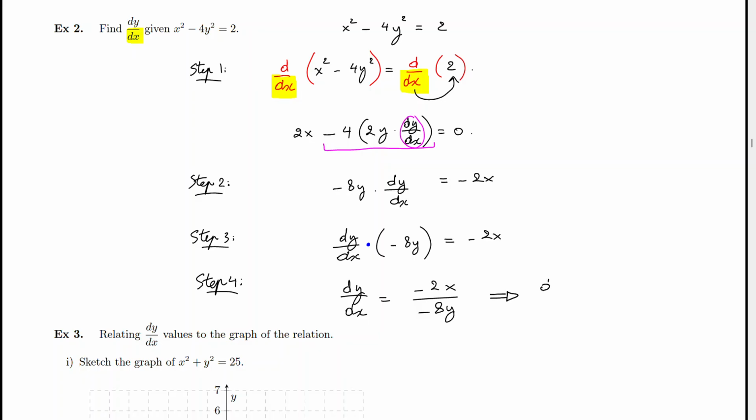So the final answer is that the dy over dx, the derivative that we're looking for, is just x over 4y. And how am I getting this? I'm getting this because I'm dividing by negative 2 the numerator and the denominator. And so my final answer is that the derivative of y with respect to x is x divided by 4y.